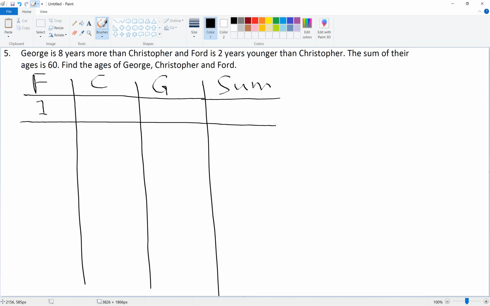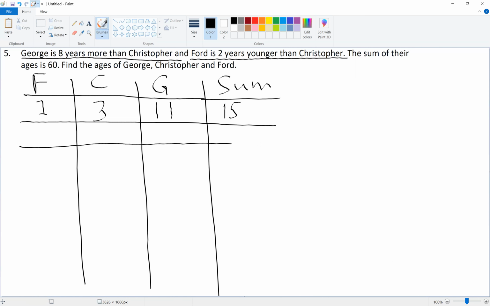I didn't do it like that. Try it. Ford is 2 years younger than Christopher. So what is Christopher? 3. Now read the first line. George is 8 years more than Christopher. So what is George? 11. So what is the sum? 11 plus 3, plus 1, is 15.